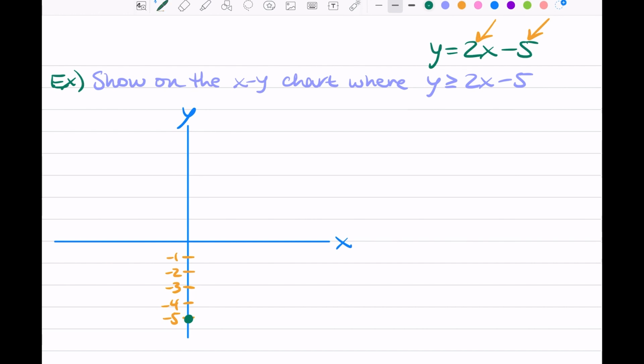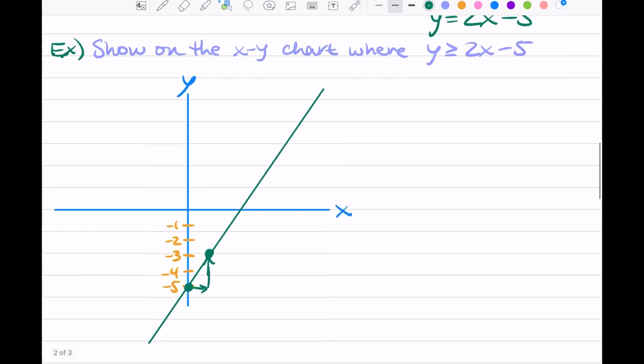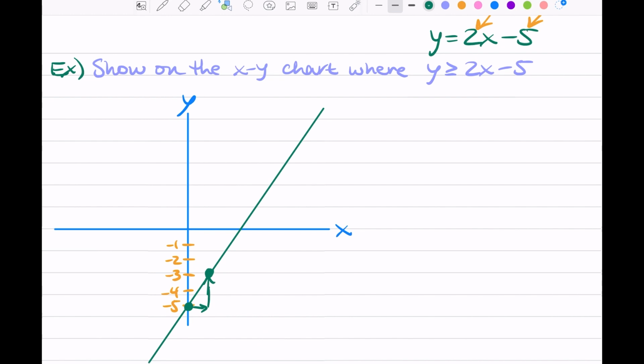So every time x increases by 1, y goes up by 2. Or you can think of it as rise over run, 2 over 1, rise 2, run 1. Either way, you get to that second point. And so let's draw the line. Okay, so we have our line. This is y equals 2x minus 5. We want to take a look at y is greater than or equal to 2x minus 5. So what happens when the equal sign becomes greater than or equal?